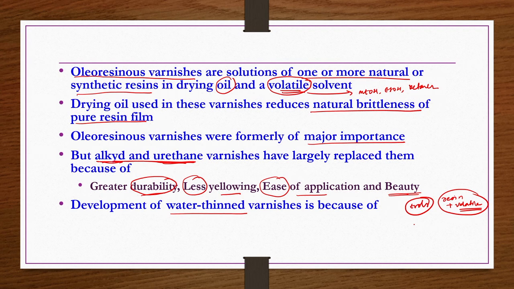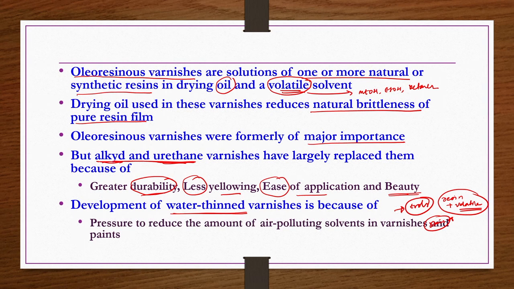So because of these two reasons, water thin varnishes have been developed. If the product is water thin, you can easily clean the tools which are utilized for applying these products, and you can also remove the stains if at all there is a spillover of the product. So because of these two reasons, the water thinned varnishes have been developed. That is, pressure to reduce the amount of air polluting solvents in varnishes and paints, and the desire for water cleanup of tools used for applying these products, and spillovers as well.